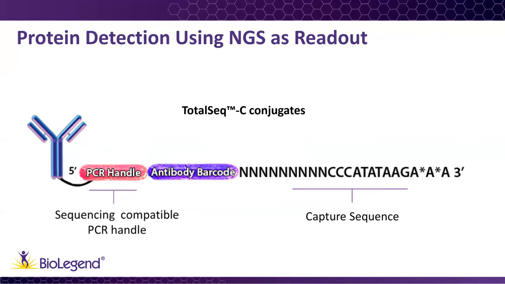TotalSeq B and TotalSeq C antibodies are compatible with 10x Genomics 3' gene expression and 5' single-cell immune profiling kits, respectively. The major difference between TotalSeq B and C is the capture sequence that is employed. TotalSeq C antibodies are a key component in the experimental design of the data we will be discussing later in this presentation.